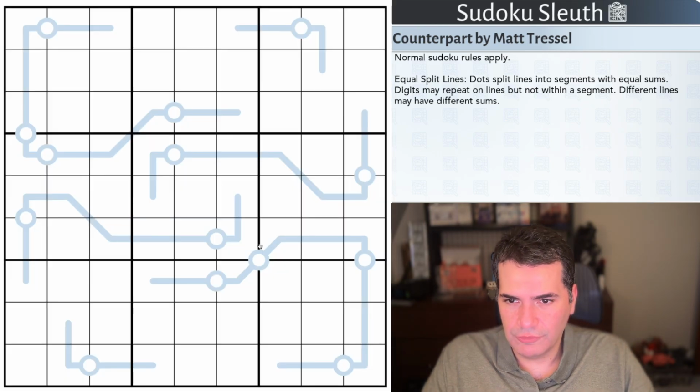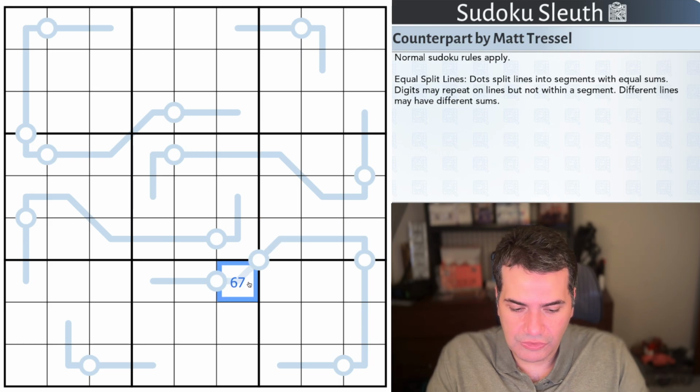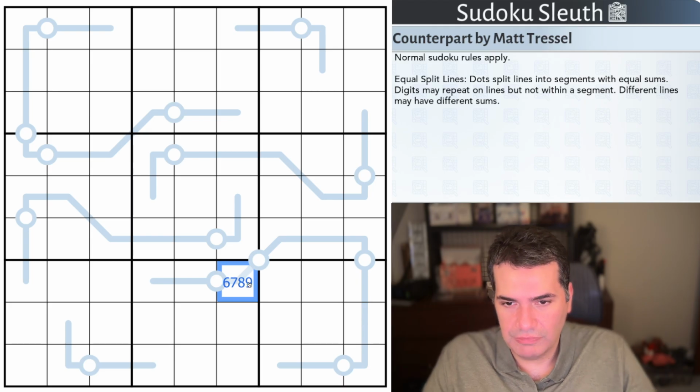Right, so I think I've spotted a few things whilst I was walking you through this. Let's start with the obvious one. This is a single cell value, and these are 3. So the minimum you can make 3 cells is 6, and obviously the maximum I can make a single cell is 9. So essentially, this line is going to sum up to 6, 7, 8, or 9.